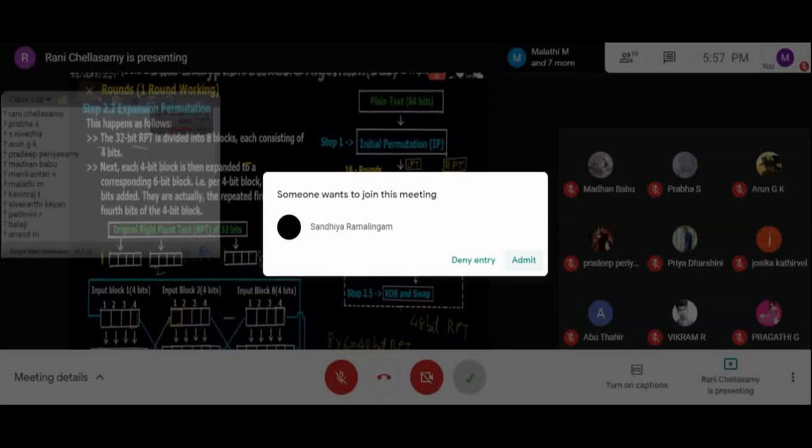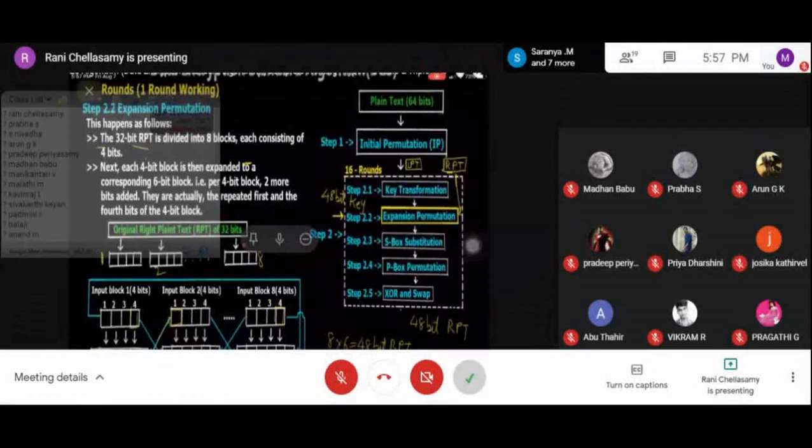Here you can see we are now considering the 32 bits of the RPT, the right side of the plain text. We are not taking the LPT into account. This 32-bit RPT is divided into 8 blocks, and each block has 4 bits. Each 4-bit block is then going to expand. This process is called expansion permutation. We expand the 4 bits into 6 bits, so the input block contains 4 bits and the output block contains 6 bits.